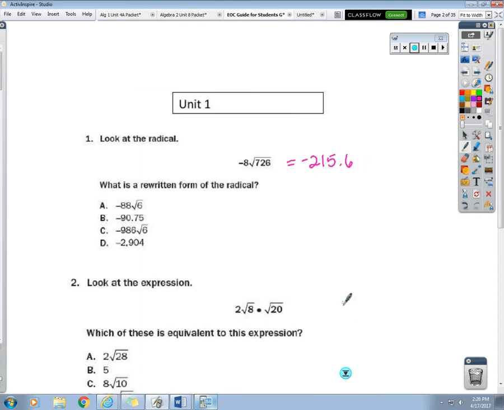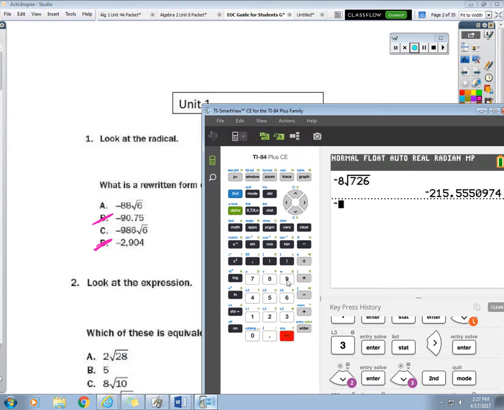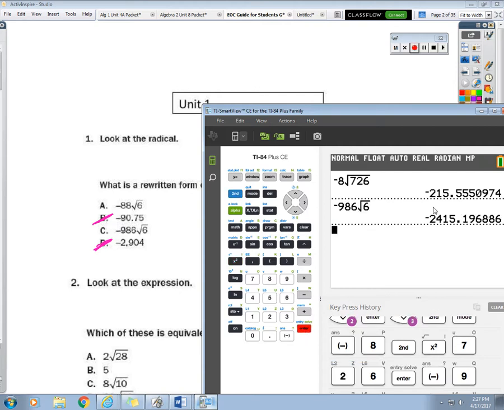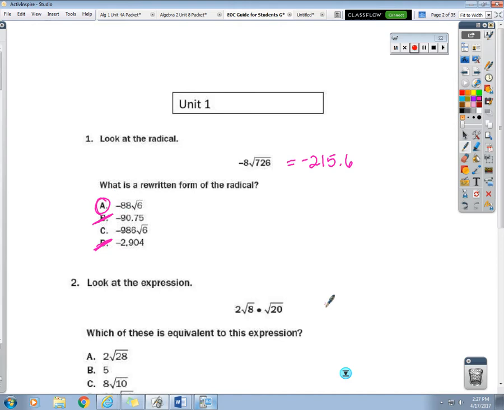Now look at your answer choices. B is already simplified. Is -90.75 the same thing as that? Is -2,904 the same thing? No. So now let's see what would happen had we typed in C, -986 square roots of 6. That is not the same number, right? But when you type in -88 square root 6, you get the exact same number you got when you typed in the original question. So do you see any reason why you should miss one like that on the EOC?